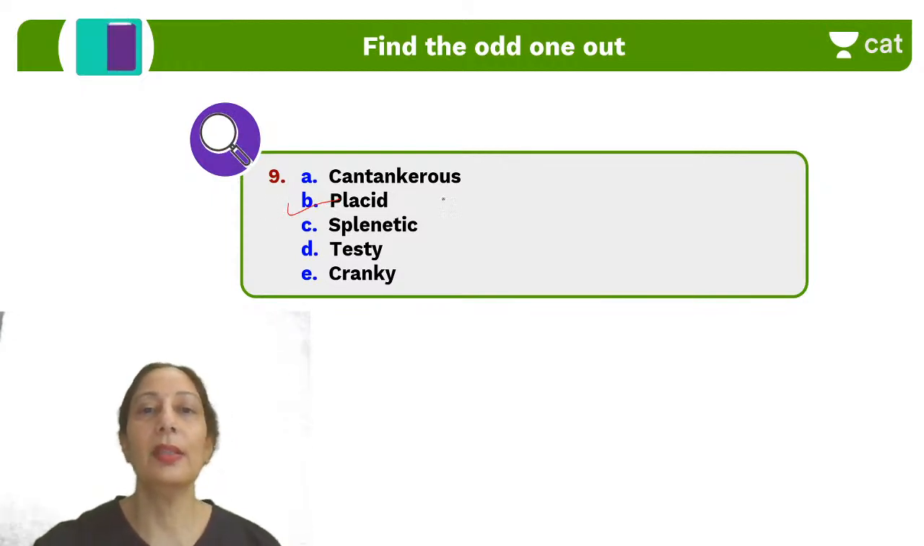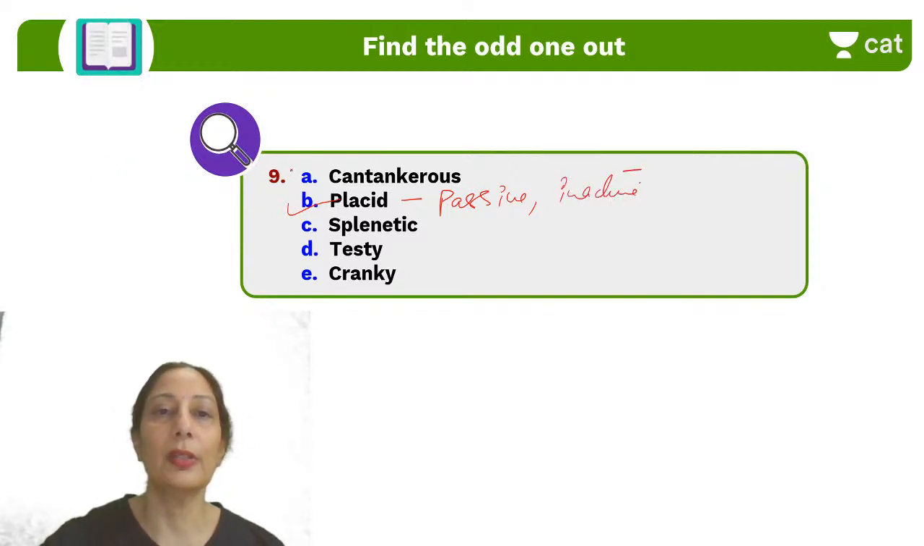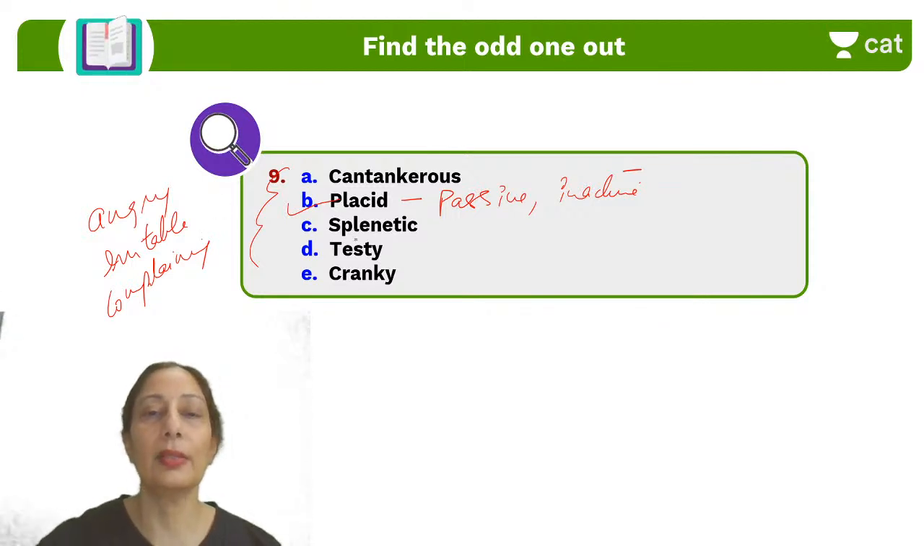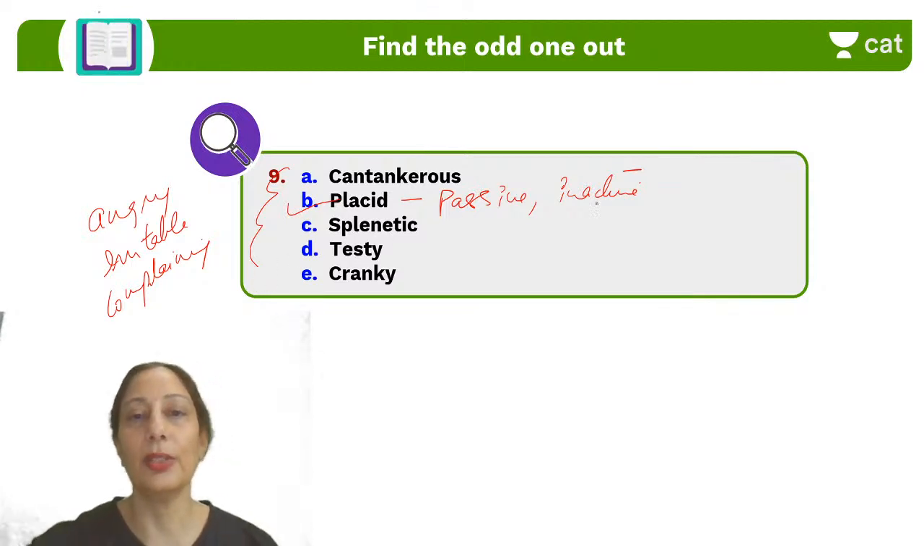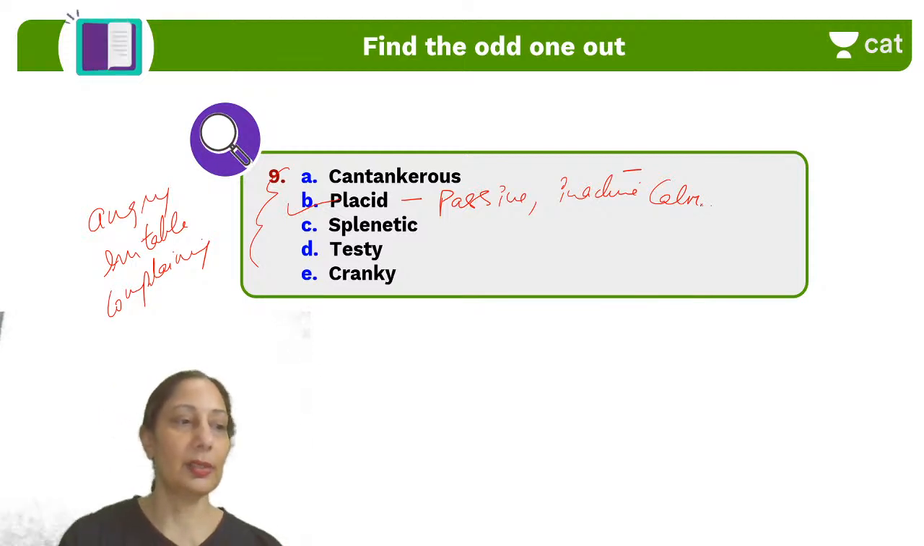Okay. Placid is a person who is very, very passive, inactive. Yes, while these mean a person who is very angry, irritable, complaining. These are the words. Cantankerous, splenetic, testy, cranky mean a person who is very irritable. Yes, you can say placid is calm. Calm and tranquil. Correct. Correct, guys. That is the correct answer, right?